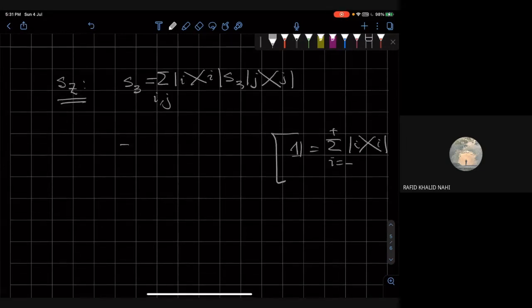So this means that I can write this as a matrix element, where S3ij is the matrix element: the row, the column, and here there's an i and j, and they'll give me a delta function.